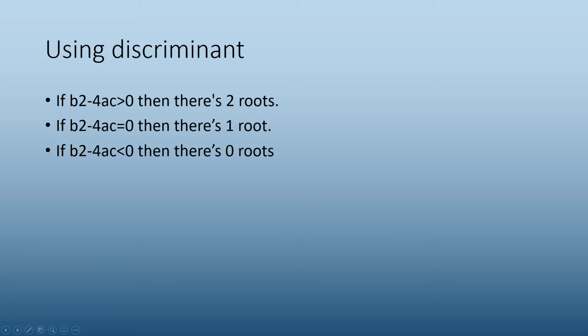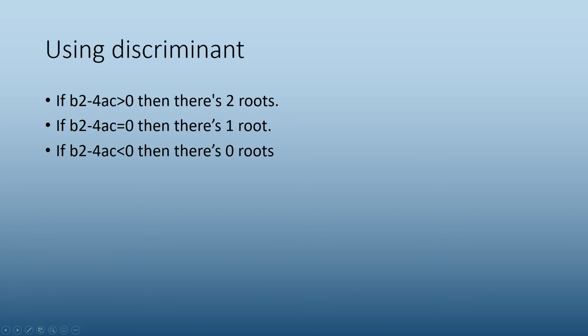This is because plus or minus the square root of 0 is the same no matter what the operation is. Finally, if the discriminant is less than 0, then there's no real root because you can't square root a negative number. But when will you use this, you may ask?